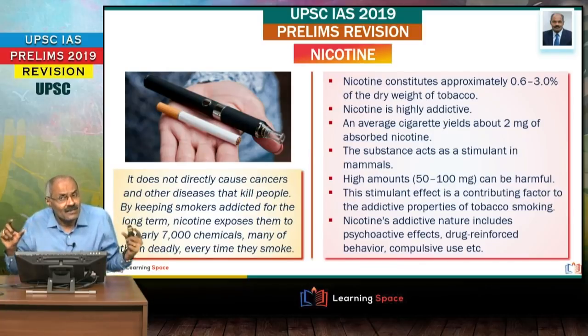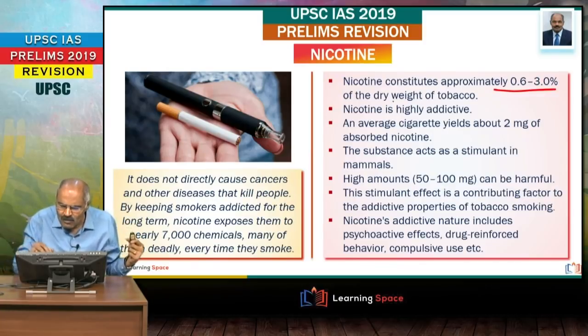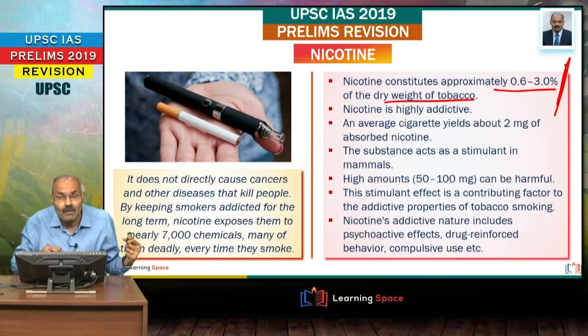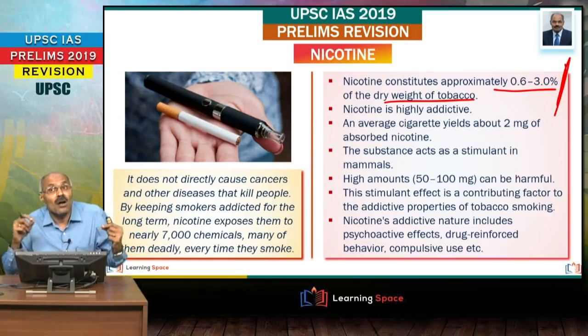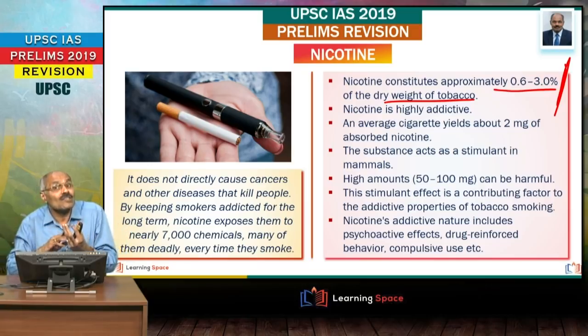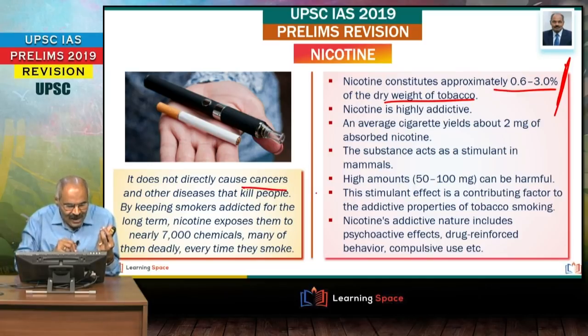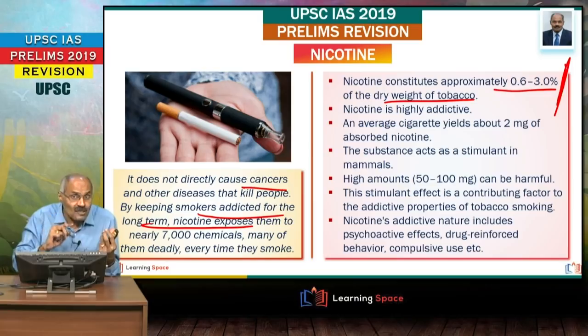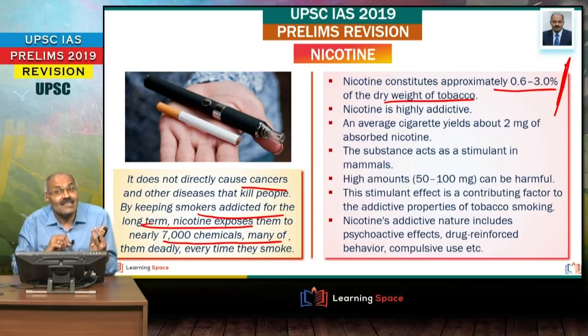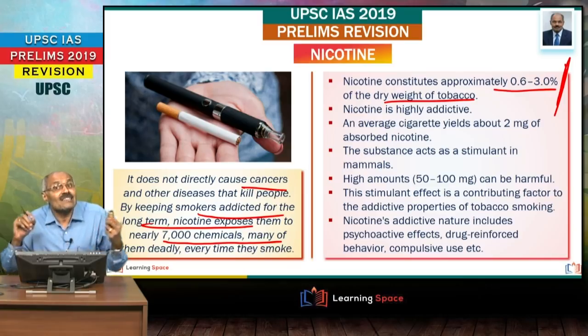What is nicotine? Nicotine constitutes approximately 0.6 to 3% of the dry weight of tobacco. First and foremost, nicotine itself is not cancerous, but by keeping smokers addicted in the long term, nicotine in fact exposes them to nearly 7,000 chemicals. So that is the reason why smoking is dangerous.